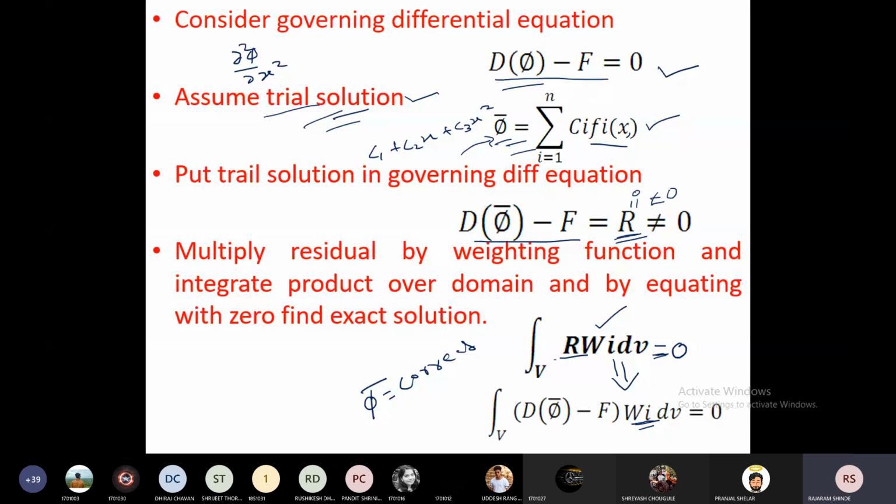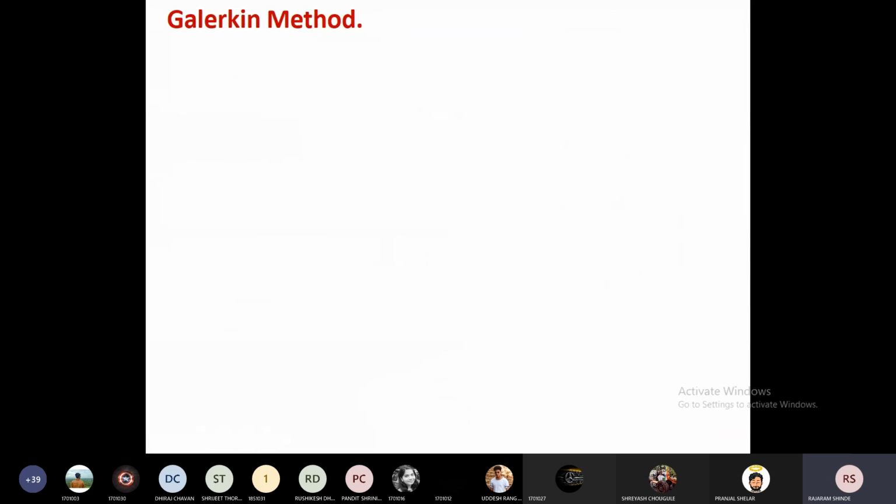Before going to that, we have to work on the weighting functions. You can calculate this residual just by putting the approximate solution in the differential equation. But how to select the weighting function? That concept I will tell you. Depending upon the selection of weighting function, we have different methods. This is not a mathematics lecture. It is a lecture of finite element method. So the method which is suitable for finite element analysis, that I will take here.